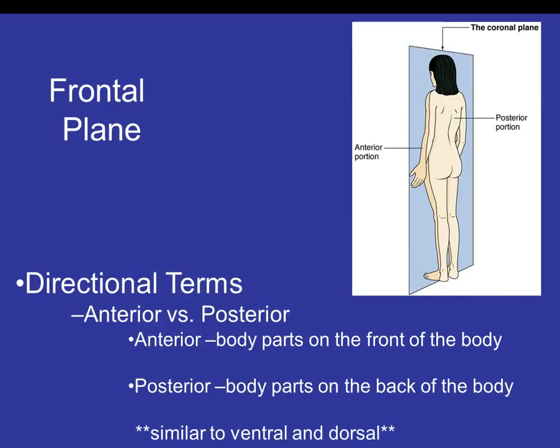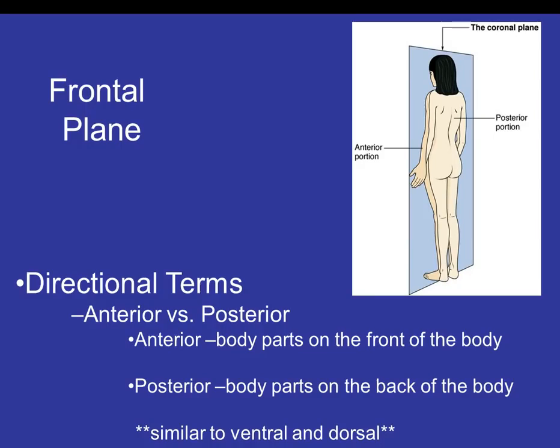Continuing on with frontal plane directional terms, we have anterior and posterior. Again, these are very similar to ventral and dorsal. Anterior refers to body parts on the front of the body, and posterior refers to parts on the back of the body.